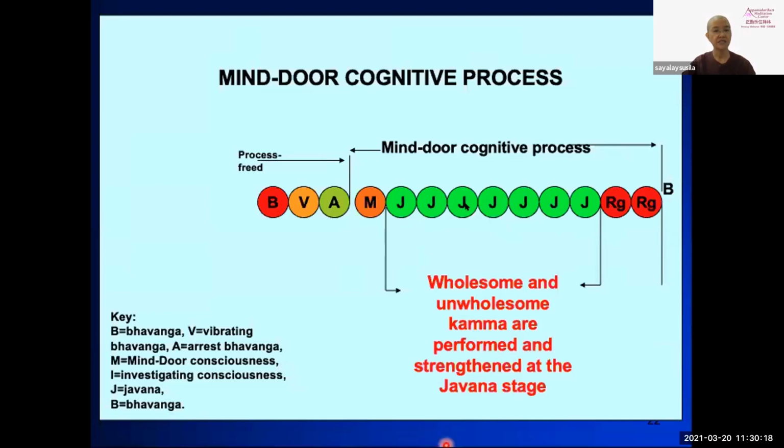So whether wholesome or unwholesome consciousness will arise at the javana stage depends on the object, on the agreeableness or disagreeableness of the object. This is one of the factors. The second factor is your past tendency, or your habitual tendency.